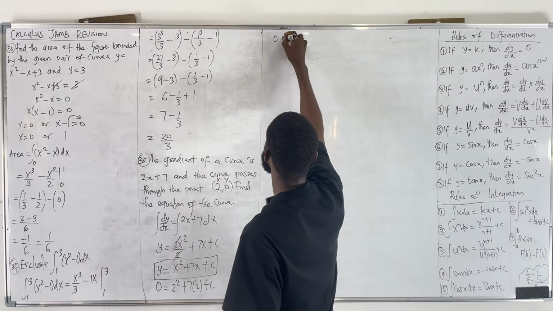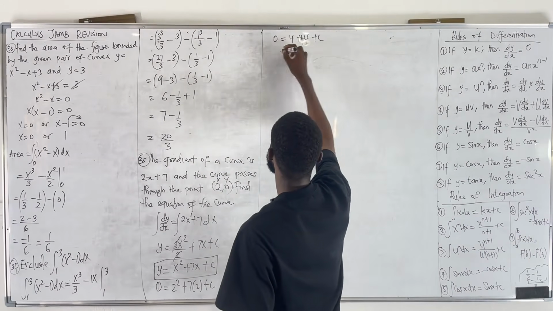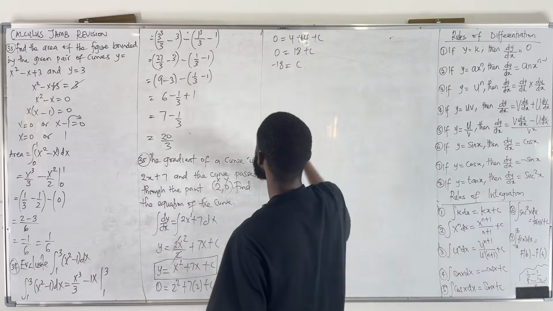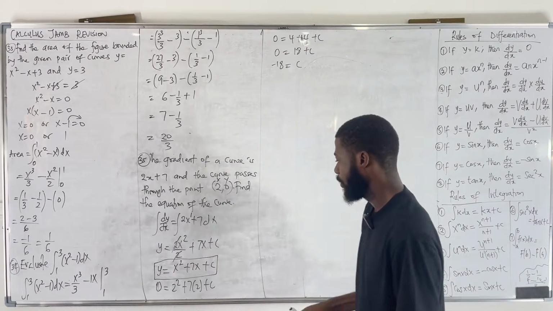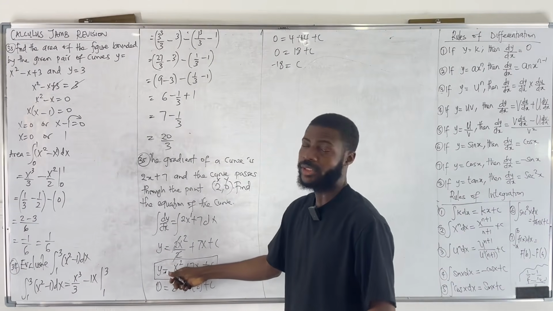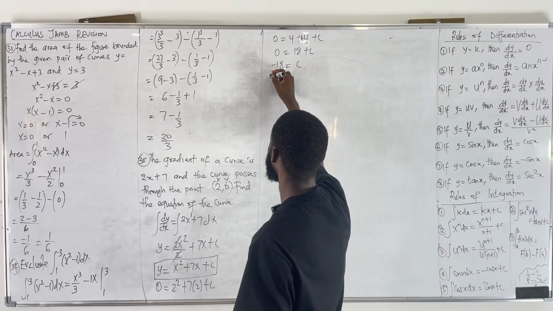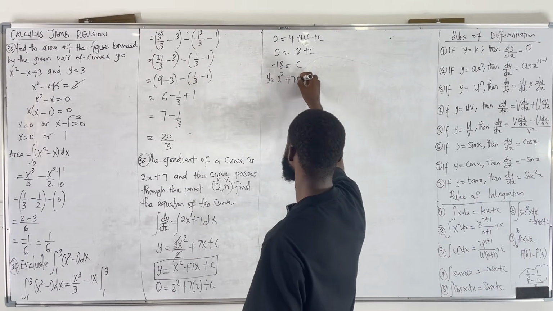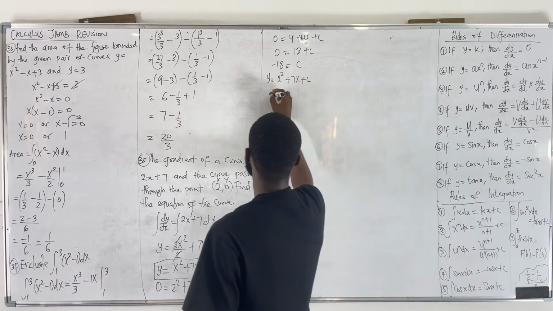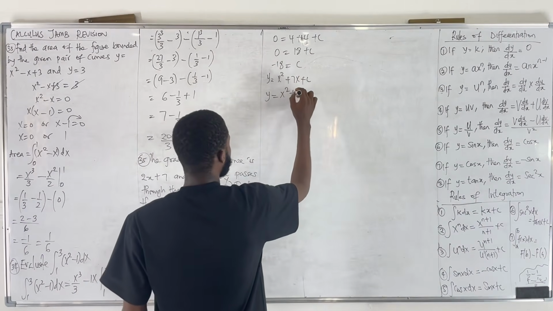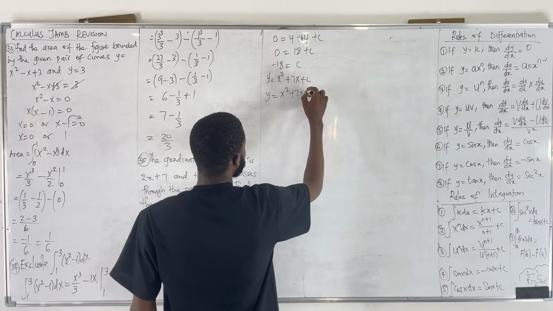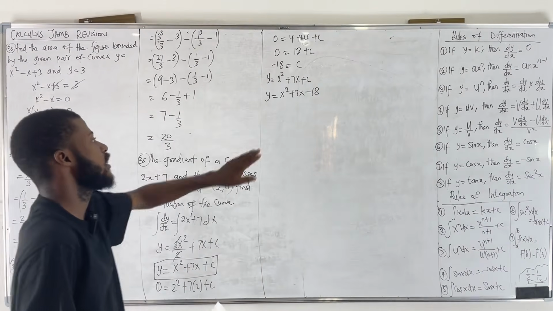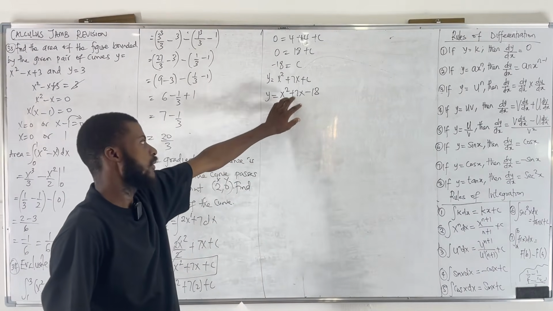So this will become 0 equal 4 plus 14 plus c. That's 0 equal 18 plus c. Take your 18 to this side, so that's minus 18 equals c. And then we can now put this back into the original equation of the curve that we had. y is equal to x squared plus 7x plus c, so this will become y equal to x squared plus 7x minus 18. This is the original equation of the curve. That will be the answer.